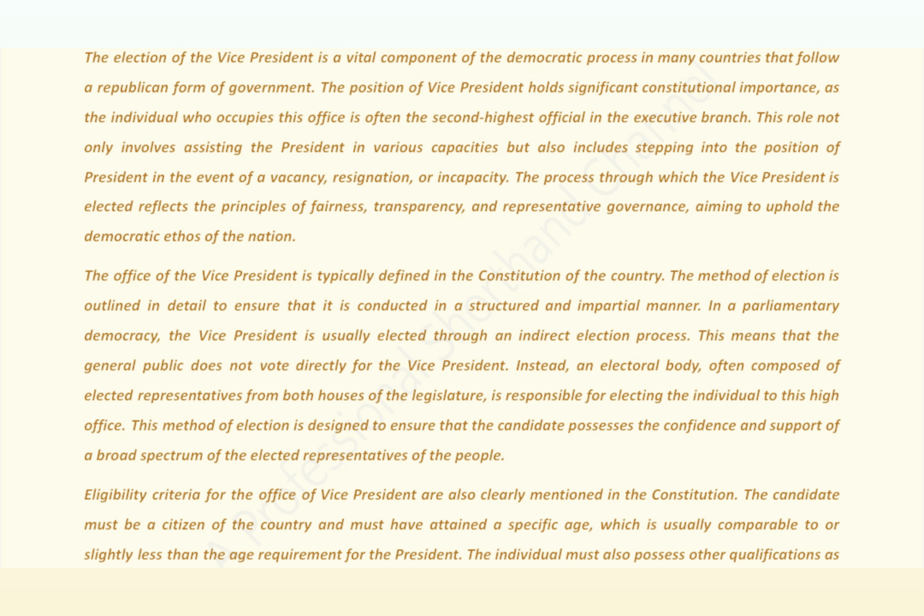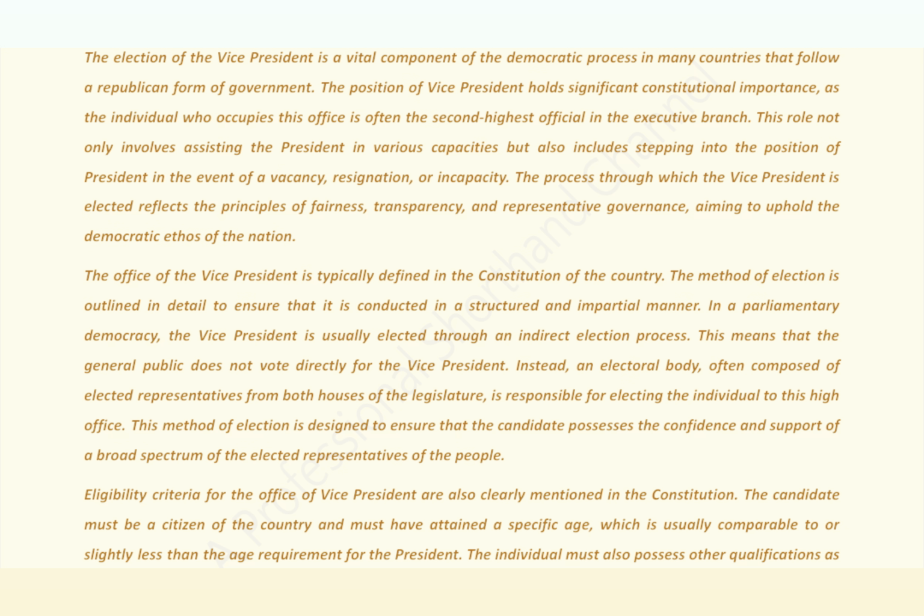Eligibility criteria for the office of Vice President are also clearly mentioned in the Constitution. The candidate must be a citizen of the country and must have attained a specific age, which is usually comparable to or slightly less than the age requirement for the President.